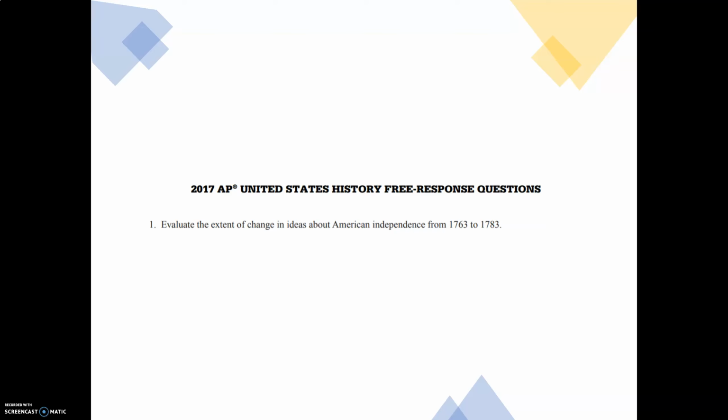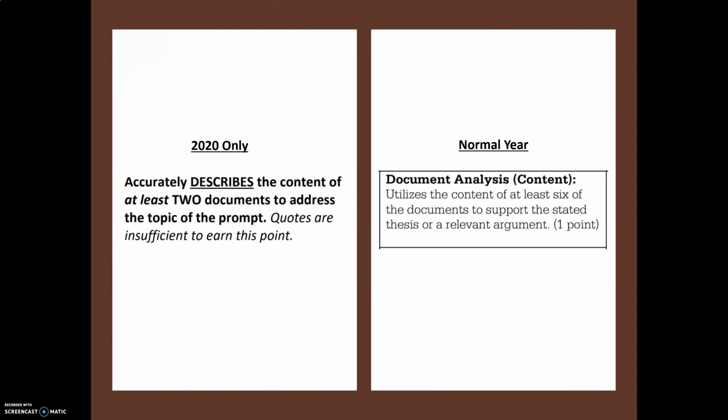And in this case, the prompt says, evaluate the extent of change in ideas about American independence from 1763 to 1783. Now, this is a real prompt that's been used back in 2017. The key phrase here is the extent of change. And so we're thinking about, okay, how were people thinking before, during, and after the American Revolution? So we're looking at 1763. This would be basically the end of the French and Indian War, and then 1783 is the Treaty of Paris, which ends the American Revolution. So that's our time frame we're going to be looking at with this particular prompt.